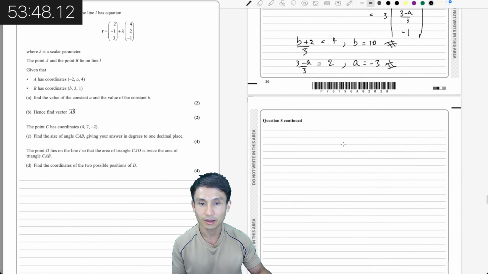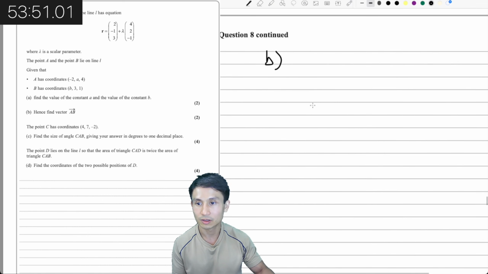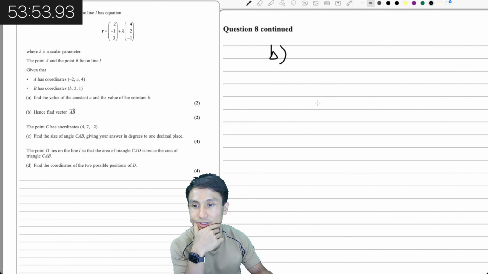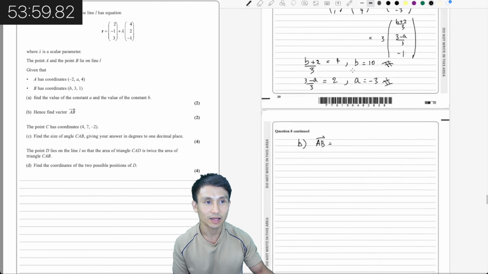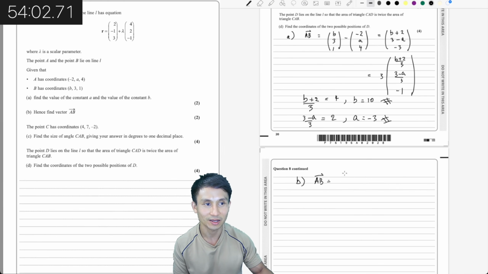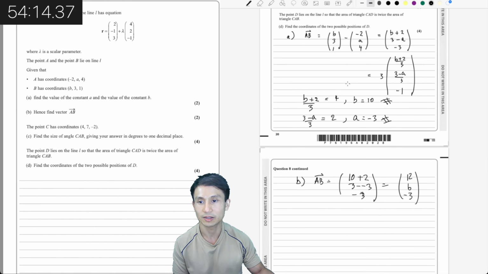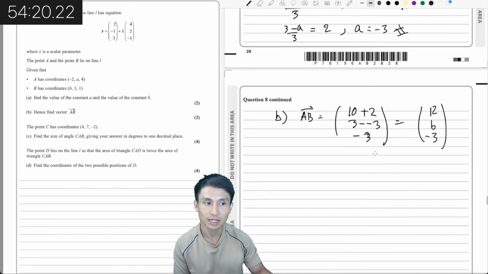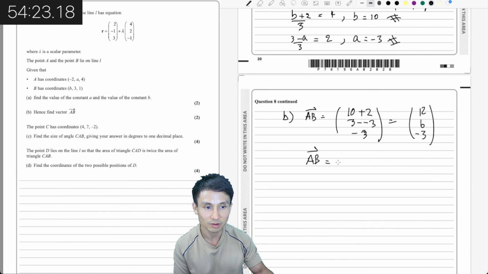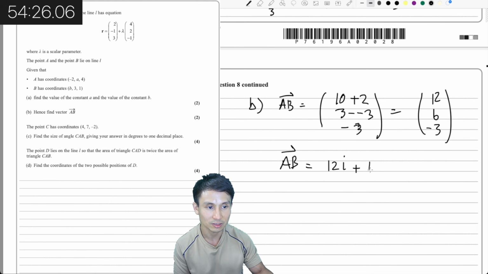Okay, so part B now. Find the value of the constant. Hence find the vector AB. So AB, we just got it. AB is just this whole thing, right? So AB is just B, which is 10 plus 2, 3 minus minus 3, and minus 3. So that is 12, 6, minus 3. That's my vector AB. We can write it in component form: 12i plus 6j minus 3k is the vector AB.